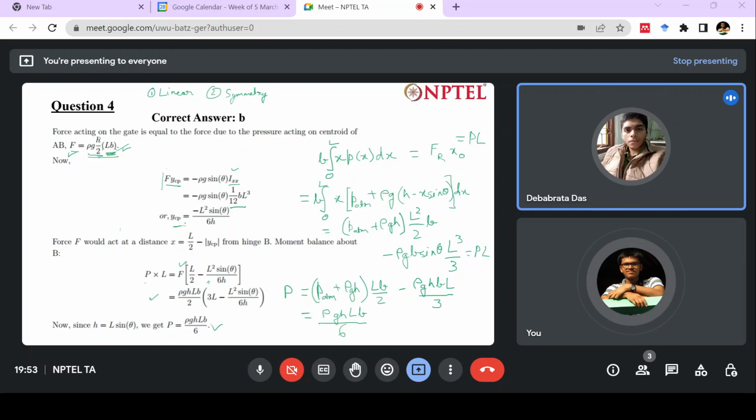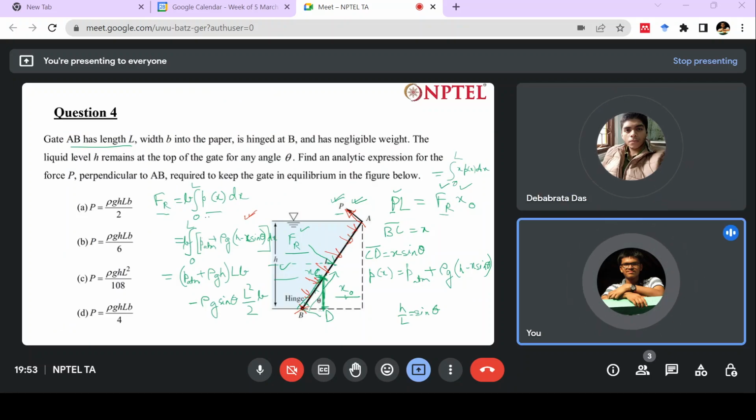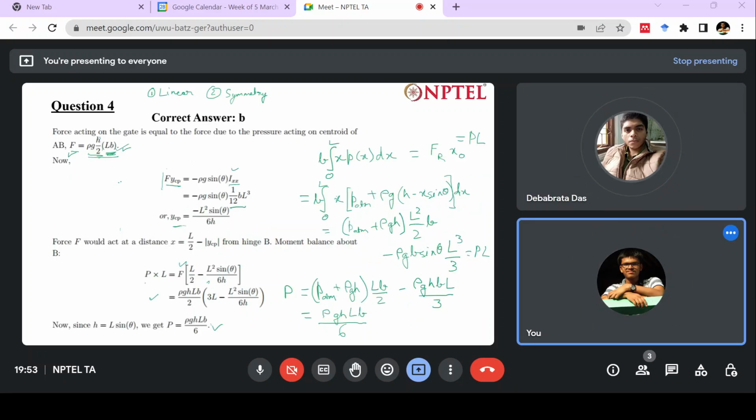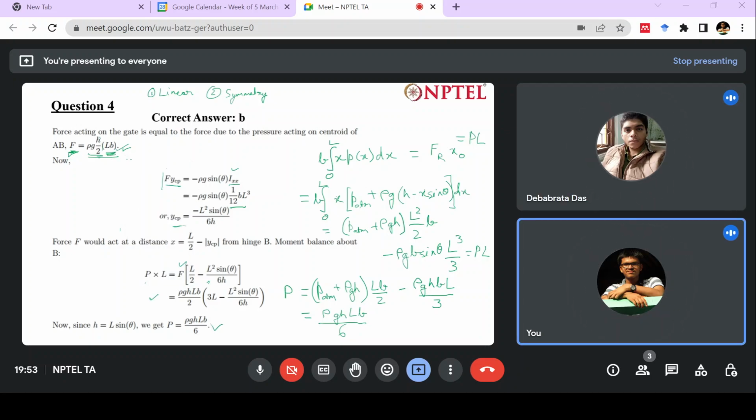For calculating the centroid, what you have to do is basically integrate. So what we have done and what they have done is basically the same for calculating the force. Okay, so up to this much is clear. Yes, sir. So they have got the force, they have got Fr. What we have calculated as Fr, they have got.